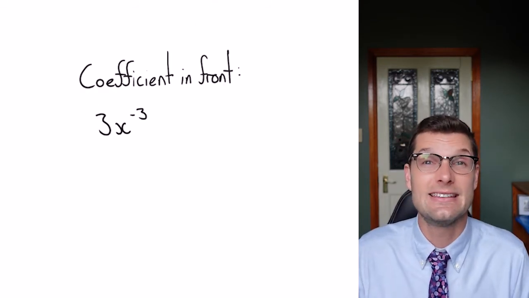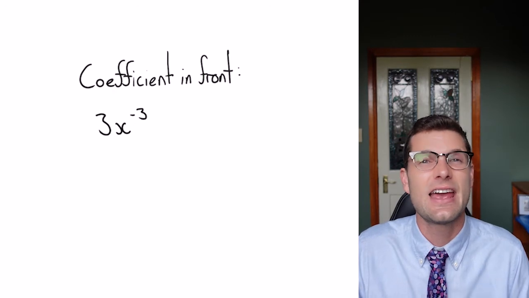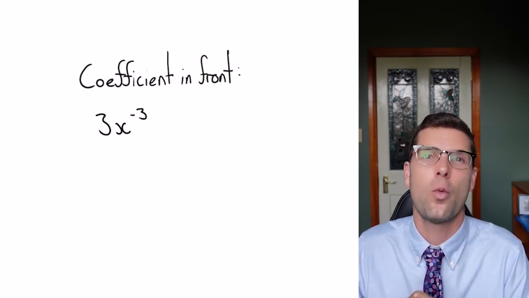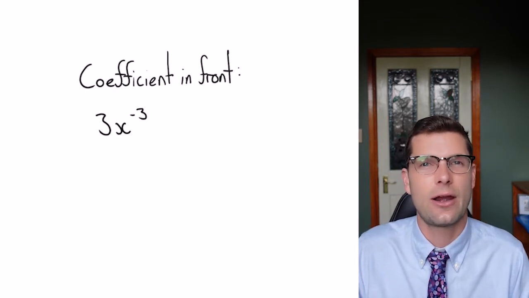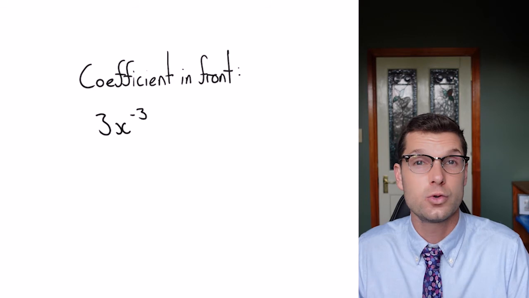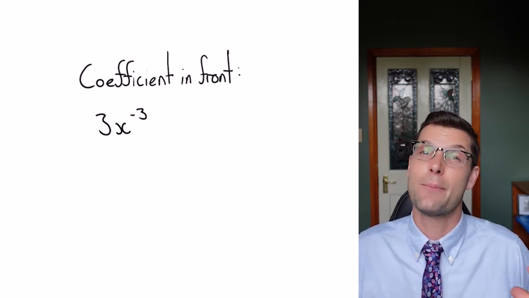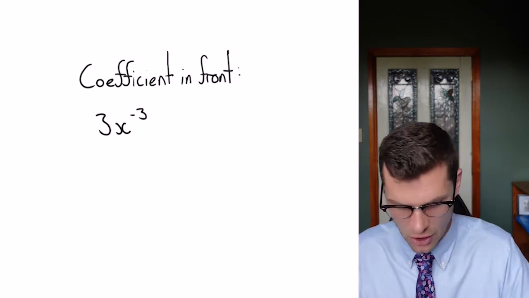The only time we need to get a little bit cautious with proceeding with these questions is when there is a coefficient in front of the algebraic term. So this one I've got 3 multiplied by x to the minus 3. Just to do this, I'm going to write it out in a bit of an expanded form so we can see what we've got to do every time.